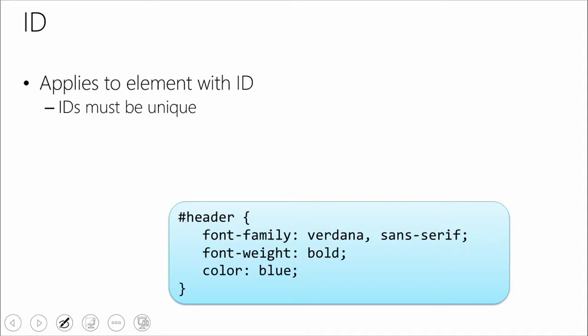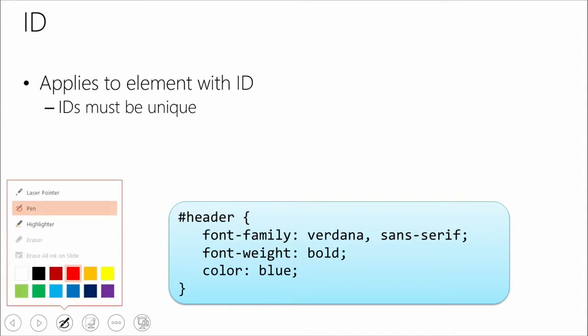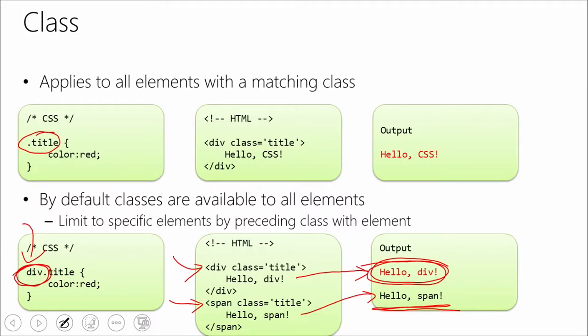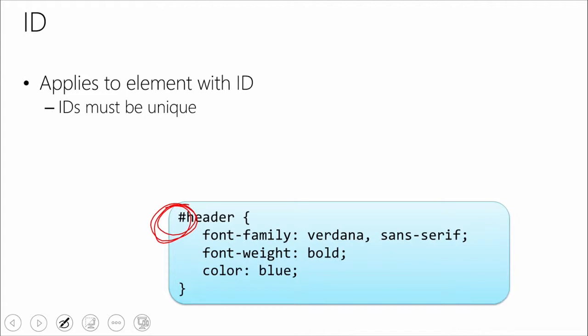So, okay. In any event, the last little thing to mention here is just the syntax. You'll notice pound for an ID. So dot for a class, pound for an ID. Or hash, I guess, for an ID.